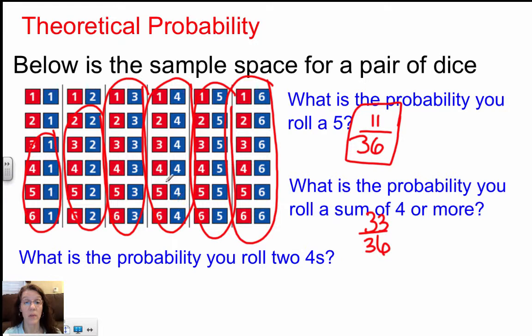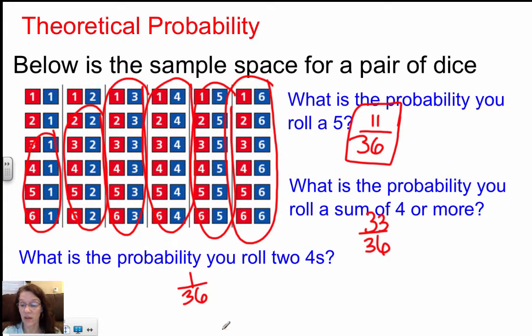What is the probability, though, that we roll 2 4s? There's only one option here, so our probability that we roll 2 4s is a 1 in 36 probability. These are all theoretical. This means if we expect things to happen randomly, as they should, all things being equal, we have a 1 in 36 chance of this happening.